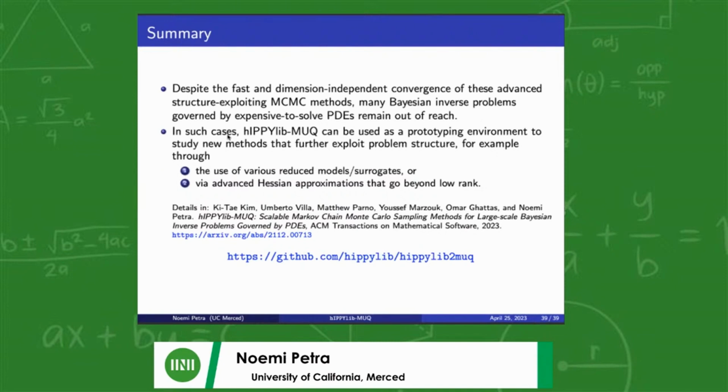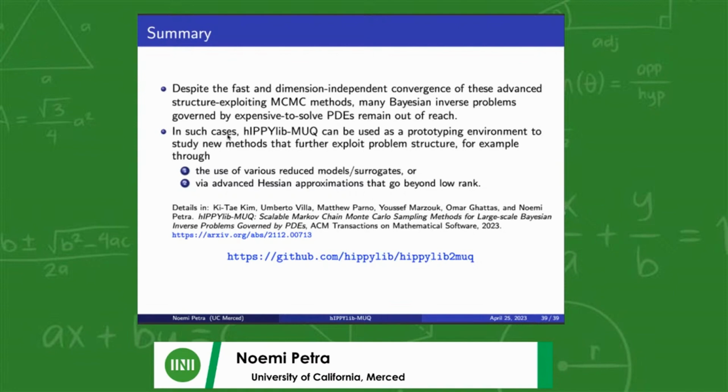Okay. And another thing I want to bring to your attention is that despite the fast and dimension-independent convergence of these advanced structure exploiting methods that I mentioned, still many inverse problems governed by expensive to solve PDEs remain out of reach. So in such cases, there are so many other algorithmic developments and other methods to be exploited or implemented, tried.